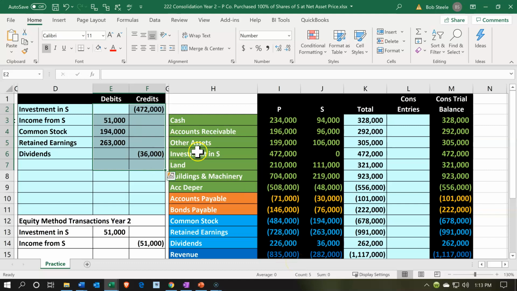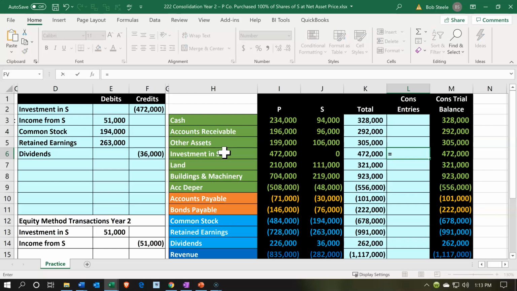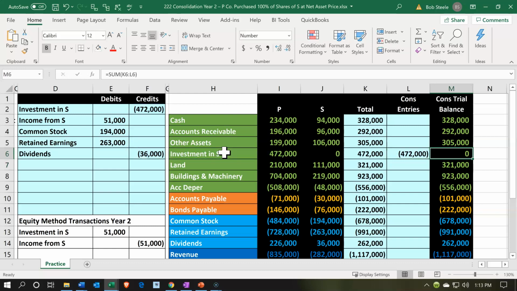Let's go ahead and post this out. So I'm going to say, all right, here's the investment in S. I need to eliminate it. That needs to go to 0. So we're going to be in cell L6. Within L6, I'm going to say equals. Go on over to that 472,000 and enter and bring that down to 0.